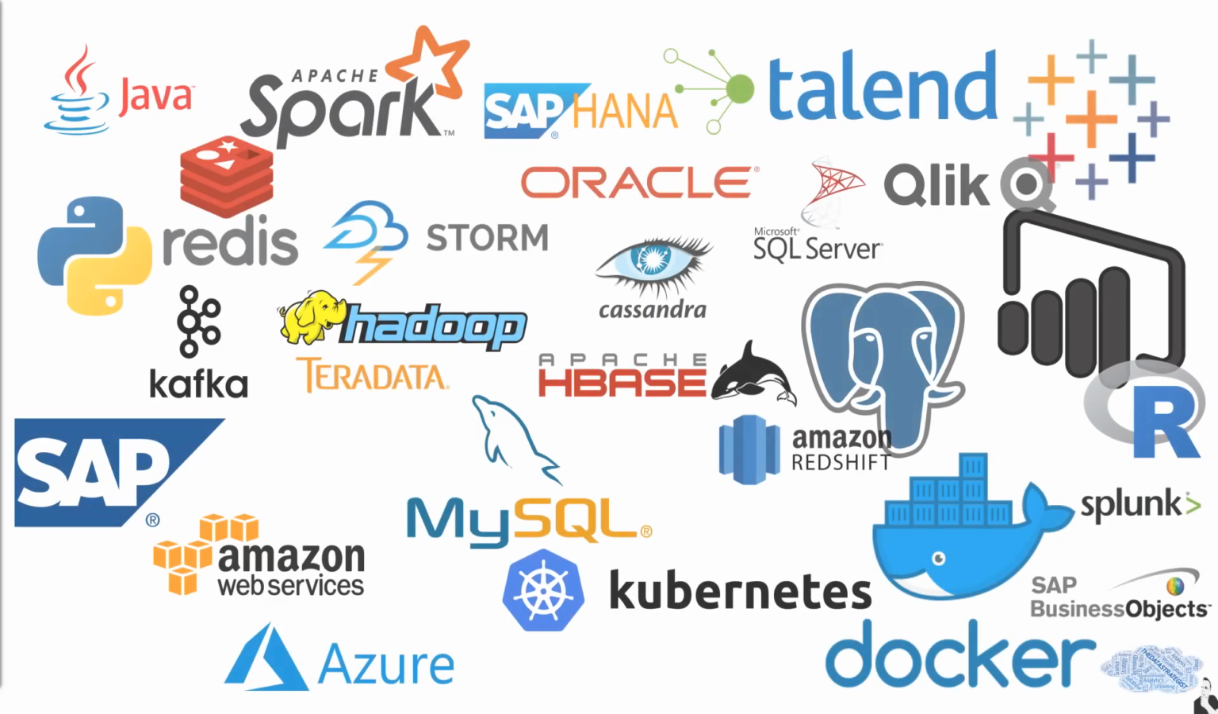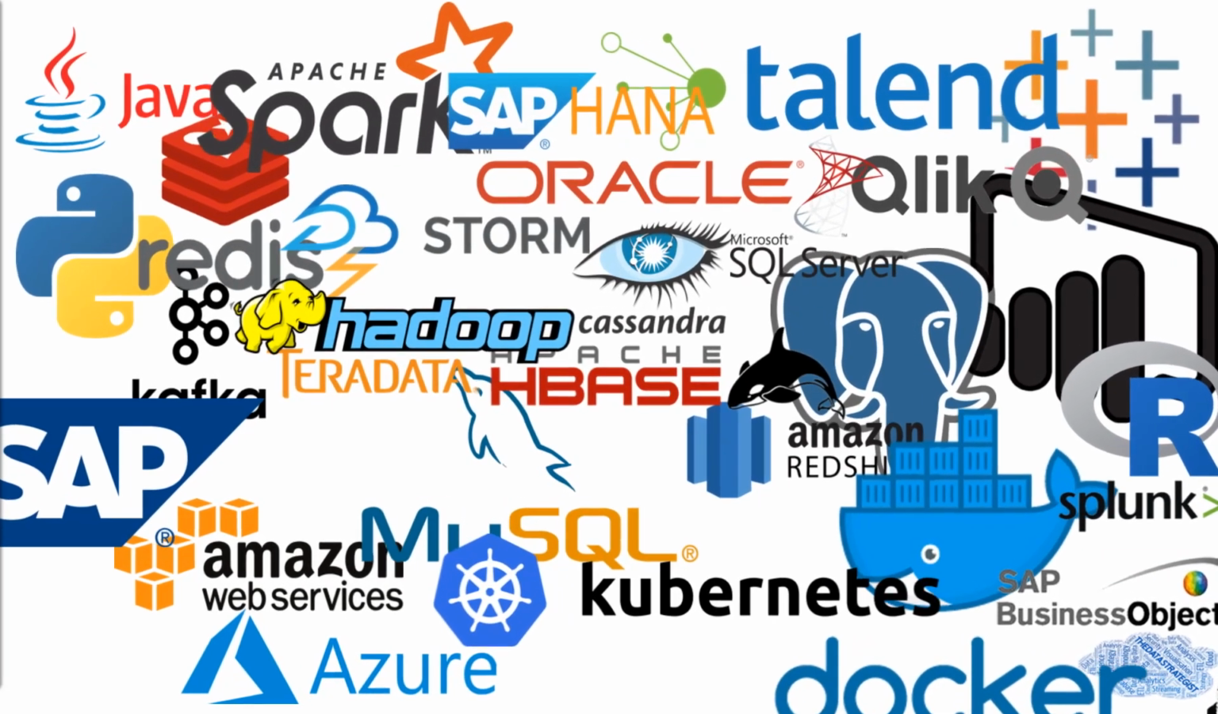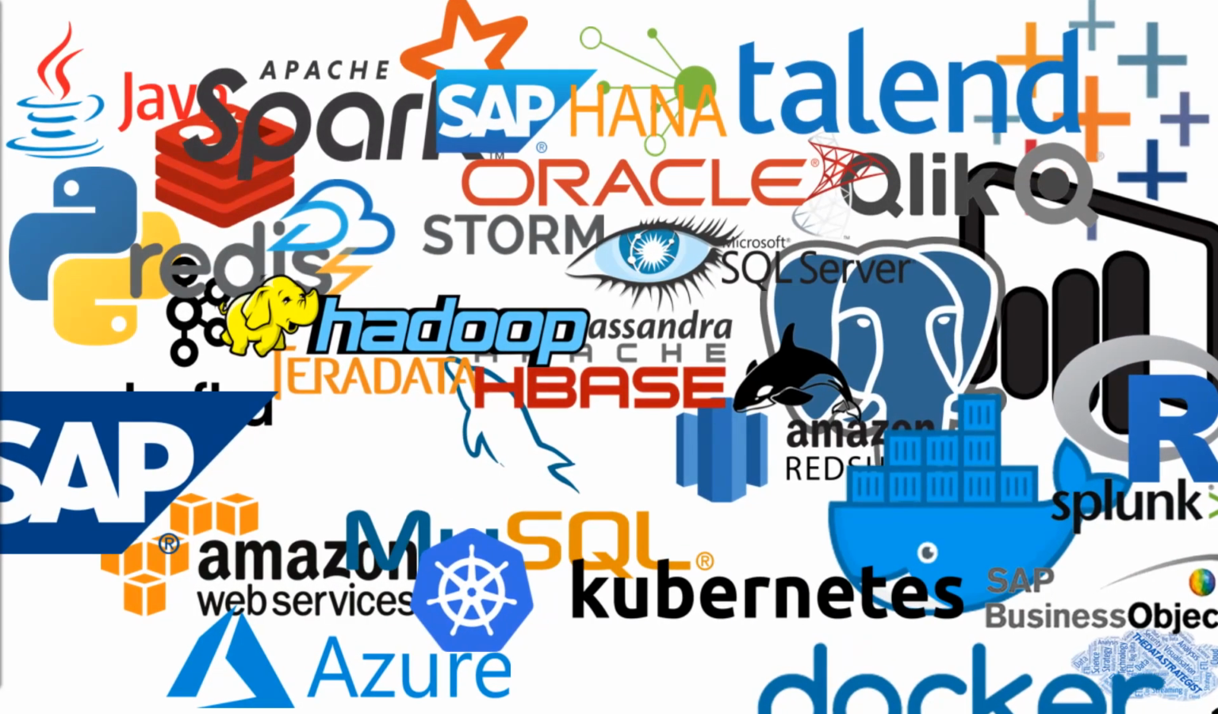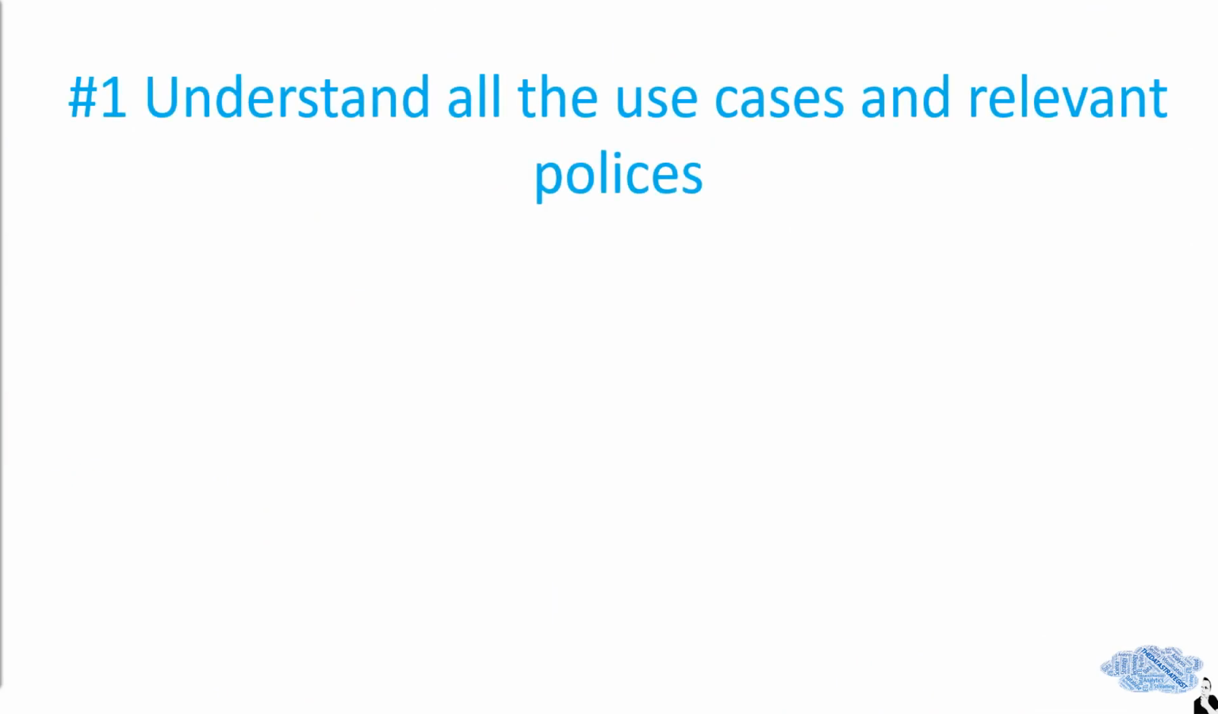There are hundreds of ways to move, transform, load, store and visualize data, and it can start to become very overwhelming for the amount of choice that you've got to hand. So when it comes to architecture, I look at 3 principles. Number 1 is understand all the use cases and relevant policies. Either those are internal or external.